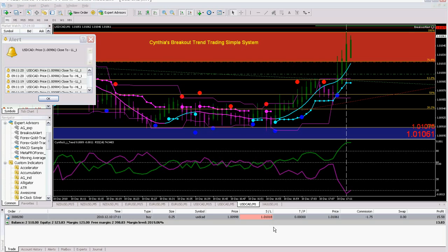use this Breakout EA in an ECN account. You want the low spreads, you want fast instant execution with no requoting. A dealing desk just does not work using this EA.